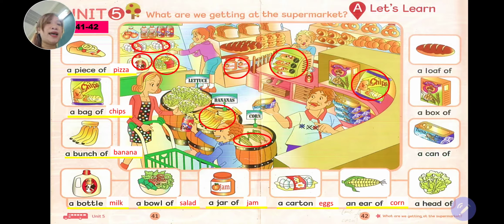Next one is a head of lettuce. 好，一颗的头，一颗，好，不是一颗头 a head of the head 不是 You should say a head of lettuce. A head of lettuce. 一颗的，不是头，是一颗的什么莴苣 Next one, a can of tuna. Tuna. 好，这个是鱼罐头，对不对 A can of tuna. Next one, a box of cereal.